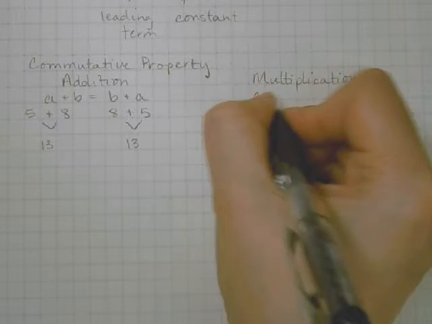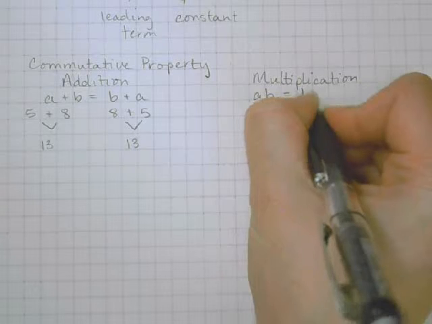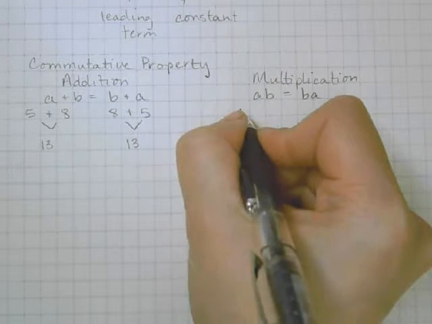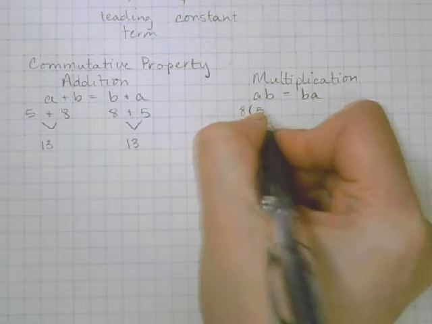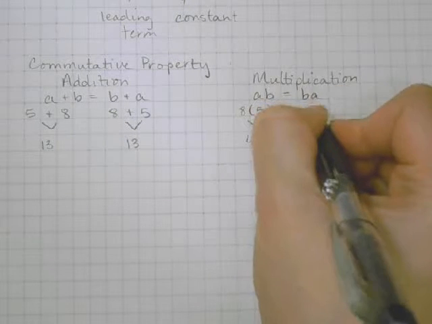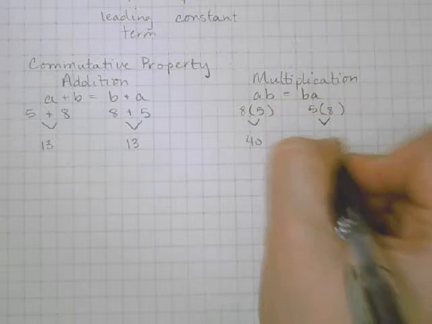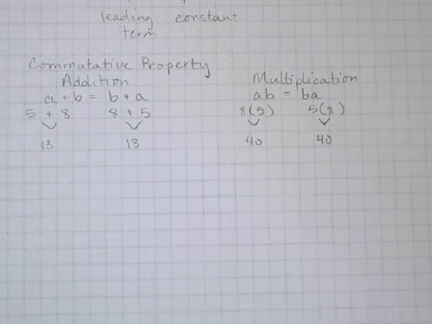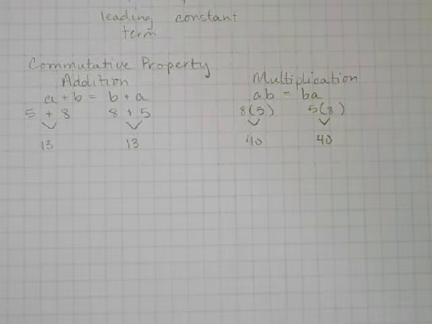Same with multiplication. AB is the same thing as BA. 8 times 5 gives you 40, and 5 times 8 also gives you 40. So those are equivalent expressions, and it doesn't matter which order you go in.